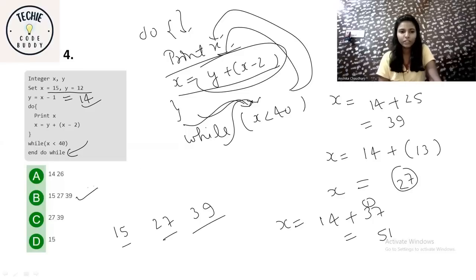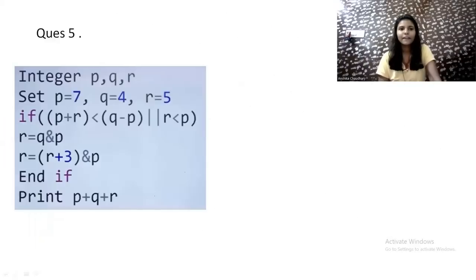Okay, so moving on to the next question. The next question was asked in Accenture 2022. Here are some integers p, q, r, and here are some values assigned to them.